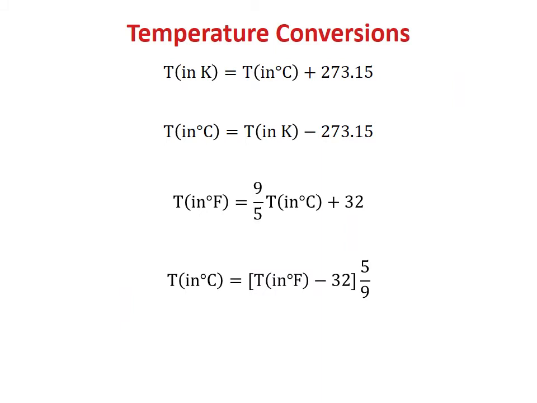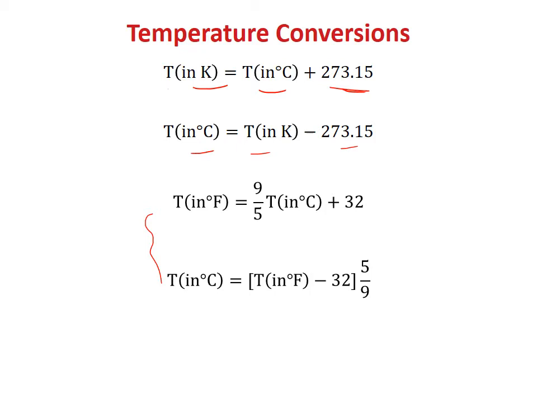So here are the relationships between Kelvin, Celsius, and Fahrenheit, as we just showed in the last slide. Kelvin can be calculated by Celsius plus 273.15, because 0 Kelvin is 273.15 degrees below 0 degrees Celsius. And so Celsius can be calculated by Kelvin minus 273.15.